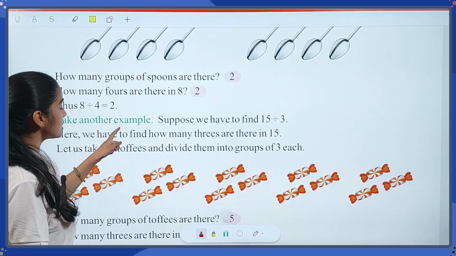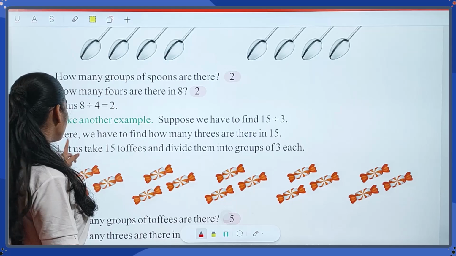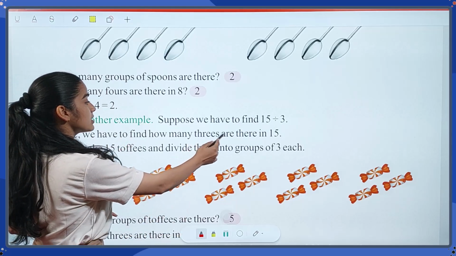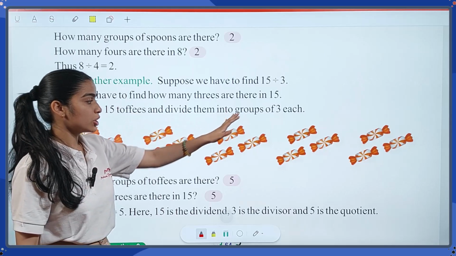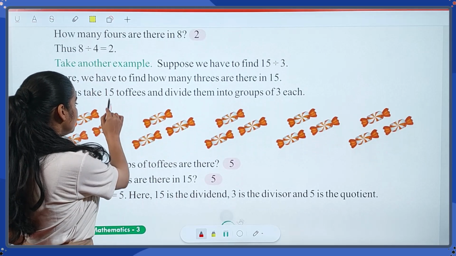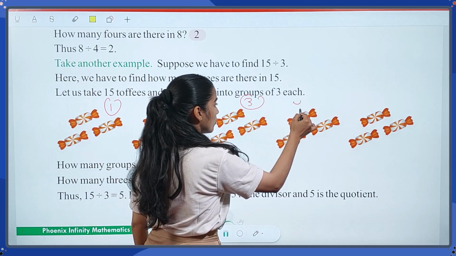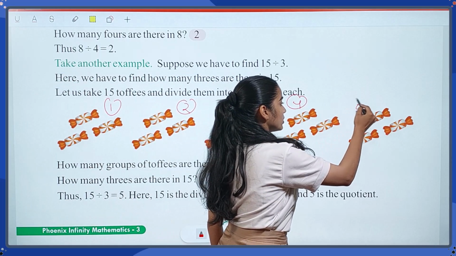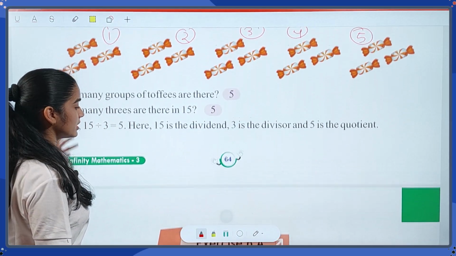Now take another example. Suppose we have to find 15 divided by 3. Here we have to find how many 3s are there in 15. Let us take 15 toffees and divide them into groups of 3. So what do you find? 1, 2, 3, 4 and 5. So in total we have 5 groups. So 15 divided by 3 is equal to 5.